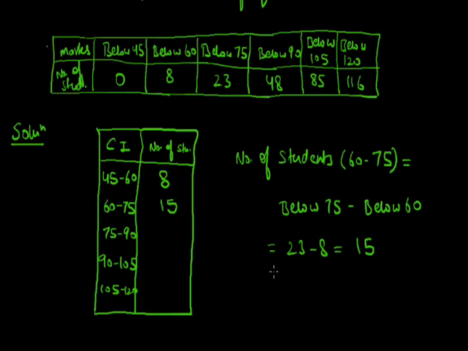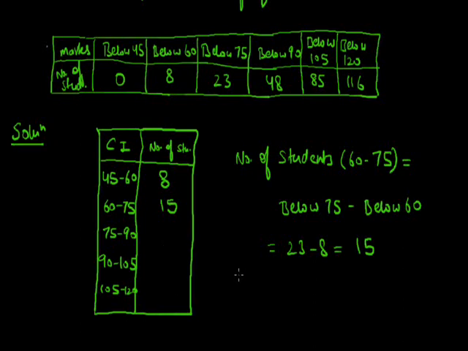In the same way, what we need to do in case of 75 to 90? It is given that the number of students below 90 are 48. So it includes all students who are below 45 also, below 60 also, and below 75 also. Below 75, we know there are 23 students, and below 90 are 48 students. So below 90 consists of those students also who are below 75. So definitely, if we need to find the number of students between 75 to 90, then we need to subtract from the number of students below 90 the number of students below 75.